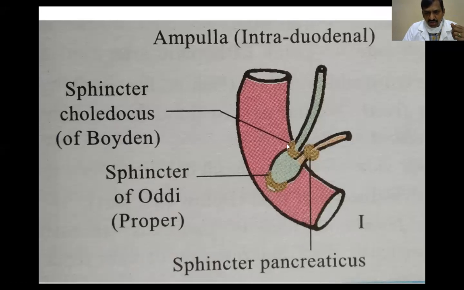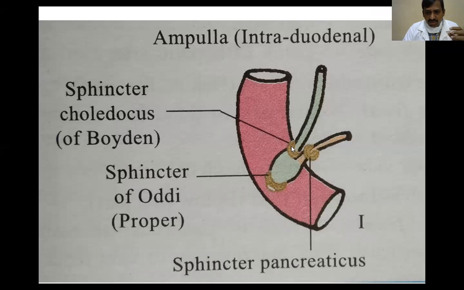It is very, very important clinically because it resists the continuous flow of bile into the second part of the duodenum. It resists up to the level of 20 millimeters of mercury pressure. Then if the pressure is more than 20 millimeters of mercury, only then does it allow it to pour its secretions into the second part of the duodenum.